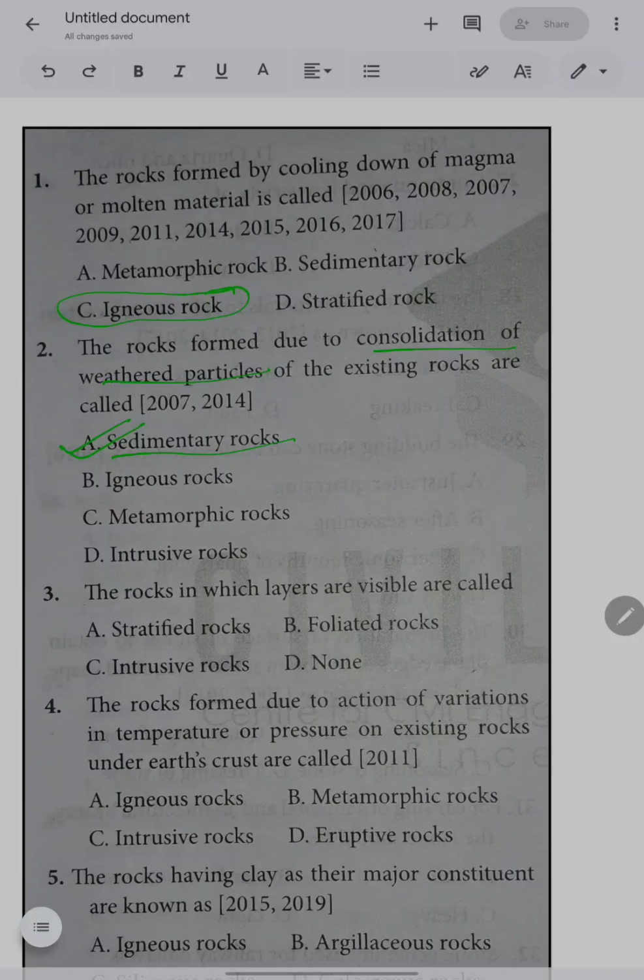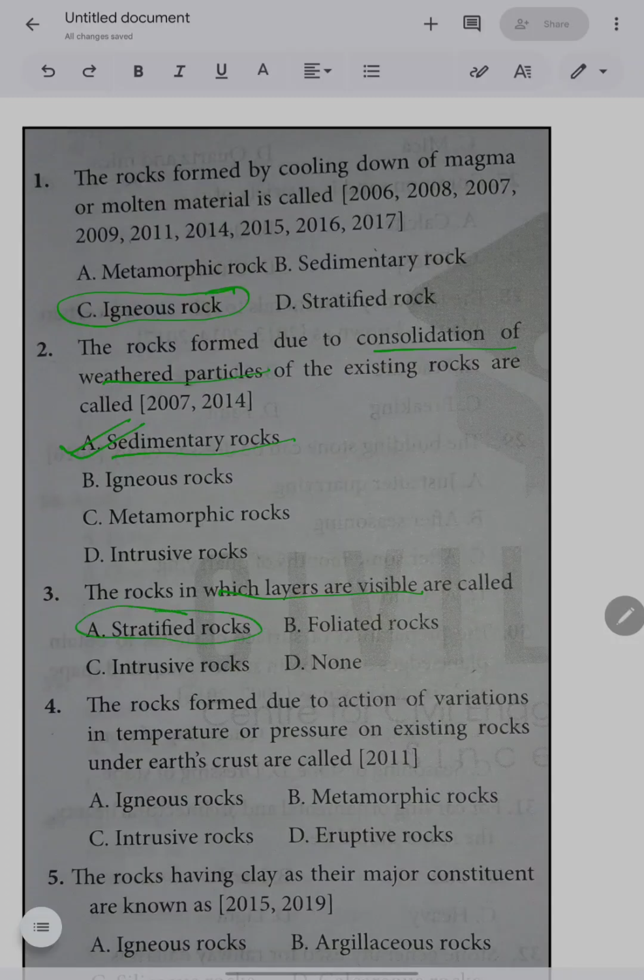Next question. The rocks in which layers are visible are called stratified rocks, foliated rocks, intrusive rocks, none. So layers are visible, that is stratified rocks. Option A is the correct answer.